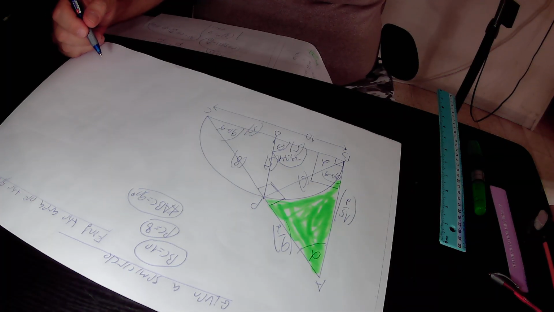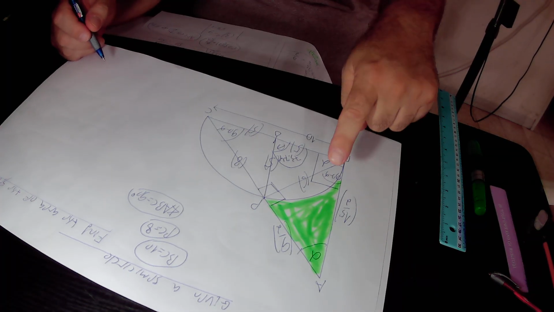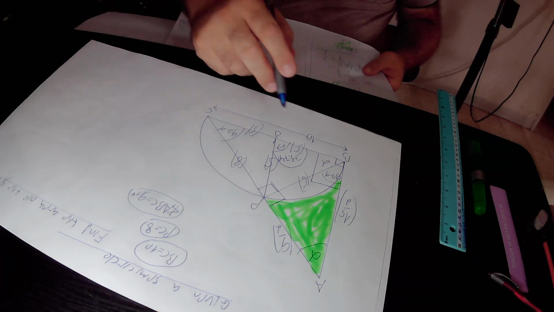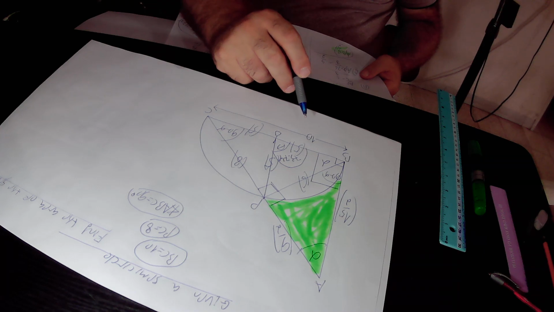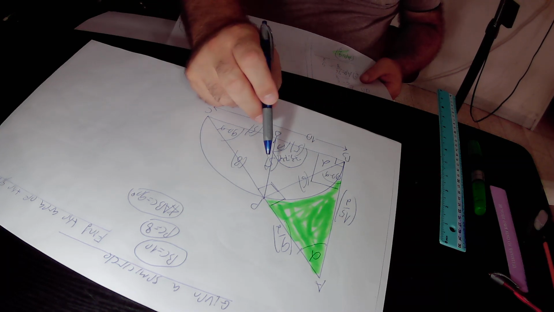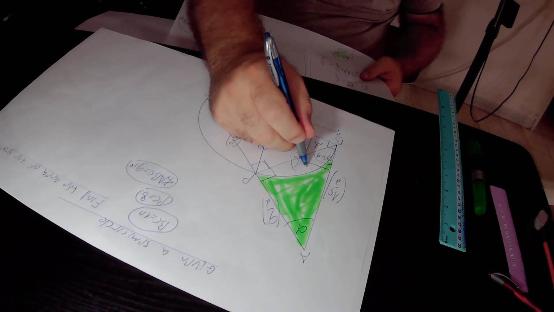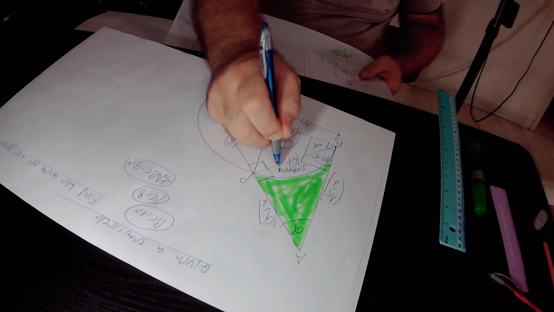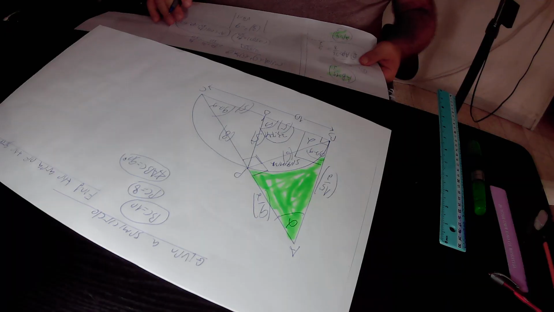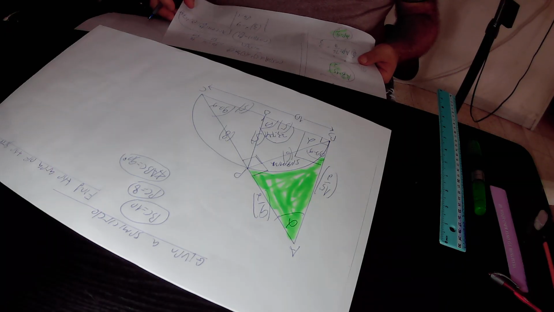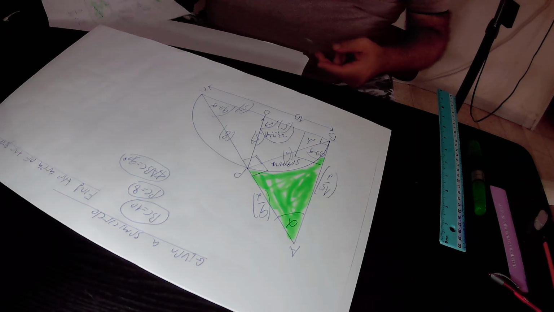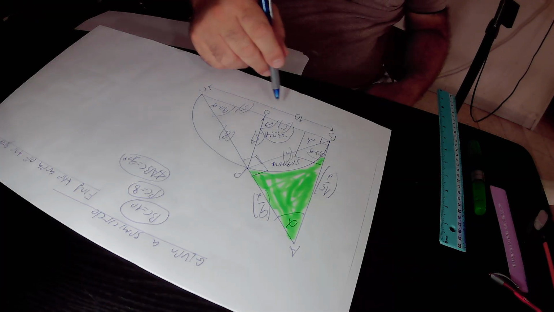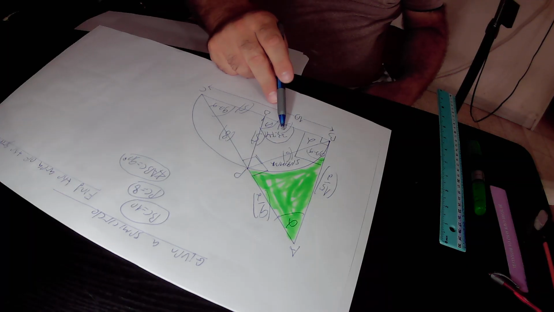So our task is to find out the area of this green shape. In order to find out the area of the green shape, we have to find out first of all the area of this segment BP. So what is the area of segment BP? From the drawing, it is very easy to see that the area of segment BP is equal to the area of sector BOP minus the area of triangle BOP.